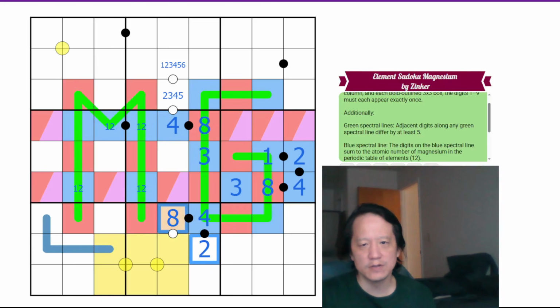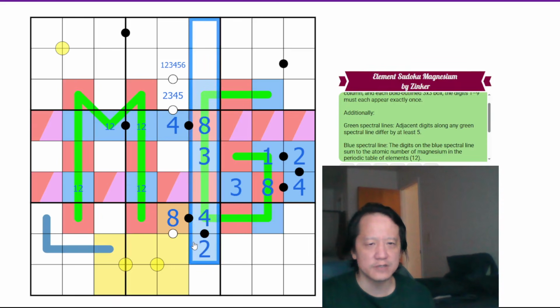These are even. This is also low. So we have all the low digits accounted for in column 6. Also, the central box. So this is high or 5.